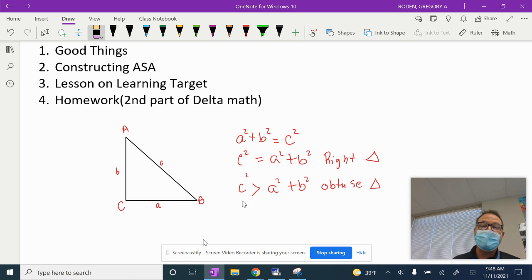Okay, and then again, if c squared is less than a squared plus b squared, what do you think you have? You've got an acute triangle. So that's pretty cool. So here's the deal. The Pythagorean theorem works on right triangles, but it can also tell you information about whether you have an acute or an obtuse triangle. You guys see that?